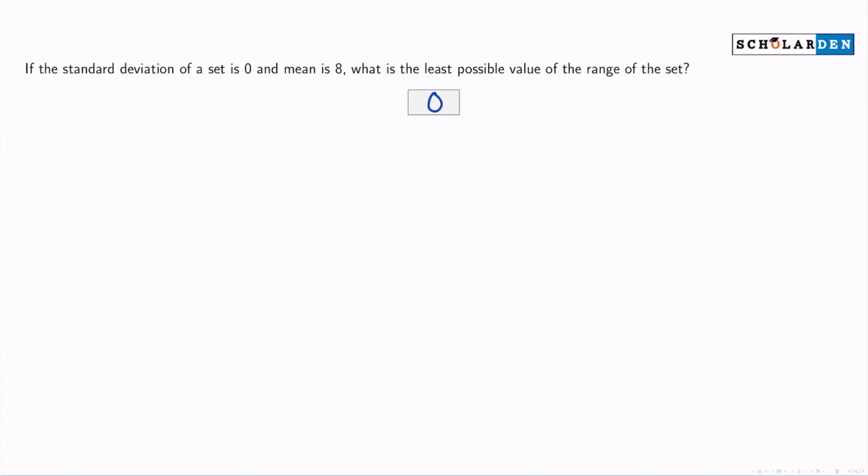So first off, what are we discussing and what are we trying to figure out? I'm looking at the problem and I see here that we're discussing a data set, its standard deviation, its mean. So we're talking about a data set. And what about this data set are we trying to find? And that is the least possible value of the range. So we want to know the lowest range of this set. Okay, so there it is. We want to know what the lowest possible range is.